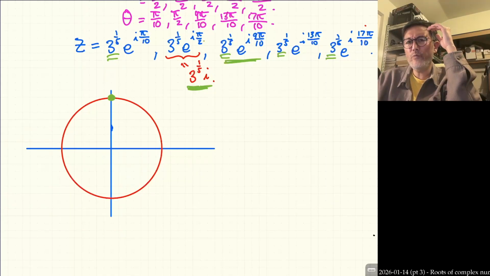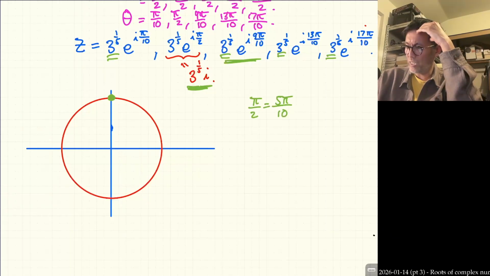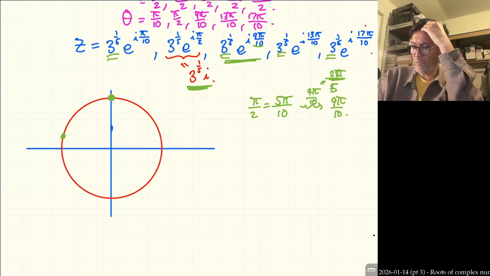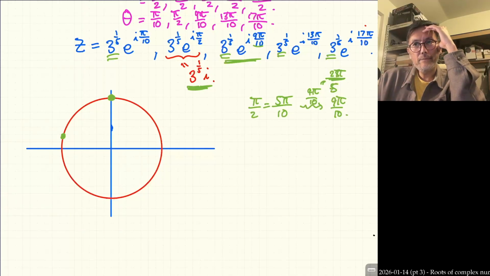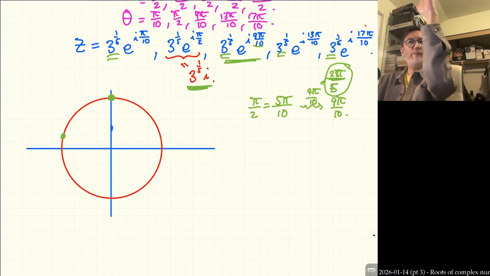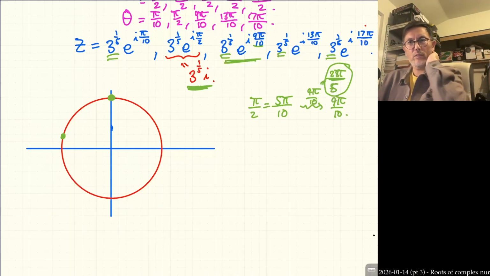So pi over 2 is the same thing as 5 pi over 10. And I want to get to 9 pi over 10, so I have to shift over by 4 pi over 10. Or this is another way of writing 2 pi over 5. Oh, interesting, 2 pi over 5. And this will take me to 9 pi over 10. So that's going to be somewhere out over here. If it's 2 pi over 5, I'm going 1/5 of a full rotation around the circle.